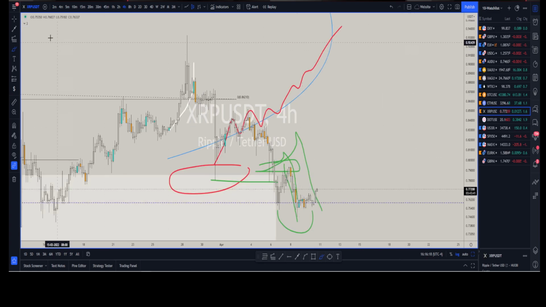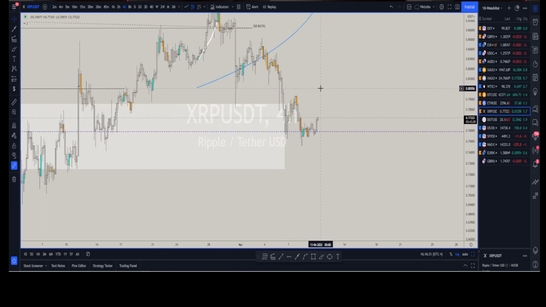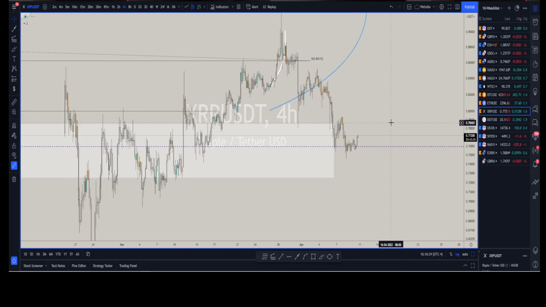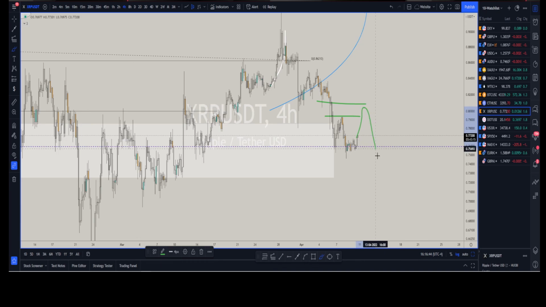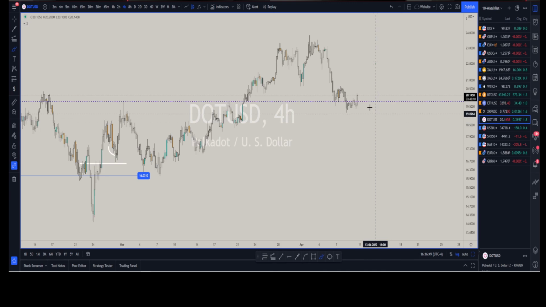XRP, whoa, the same thing. Just let me clean these first. These are annotations of our midweek sessions. XRP the same thing, looking to fill this area before any continuation of the down move. DOT the same thing, fill this area before any continuation of the down move.